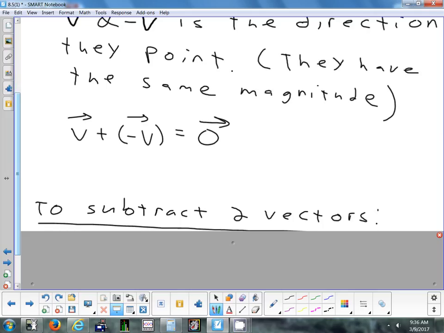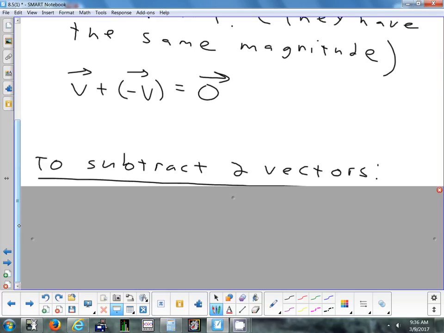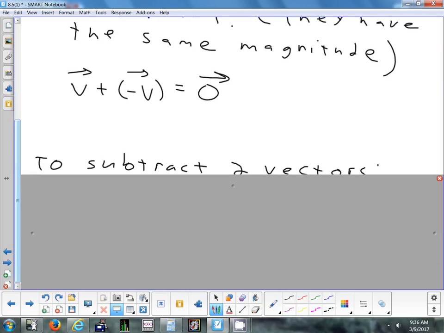So, if we know that a negative vector is exactly the same thing, all you have to do is reverse the direction, we can use that idea to subtract vectors visually. Okay? And we can subtract vectors visually the same way we added them. I want you to tell me, what's another way you could write 3 minus 2? Doing it with addition. 3 plus negative 2? Yeah, 3 plus the opposite of 2.